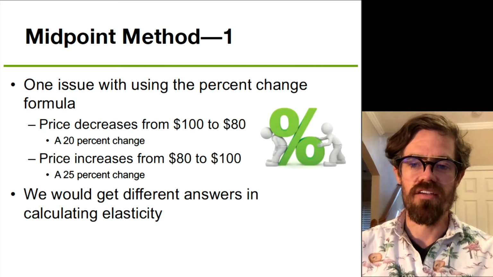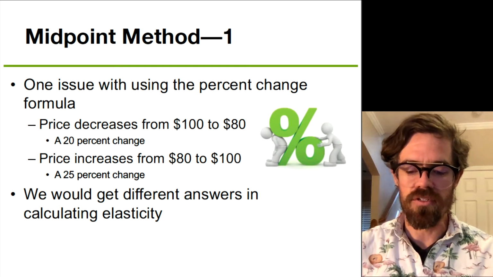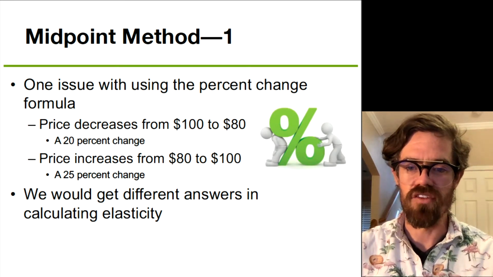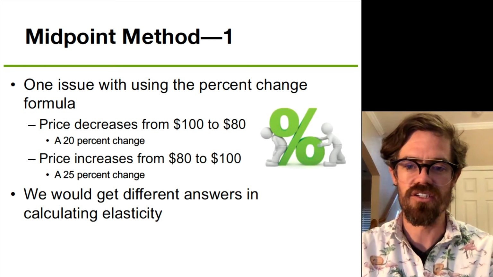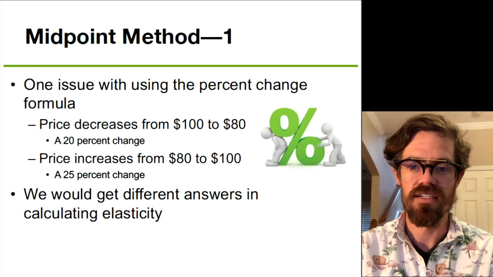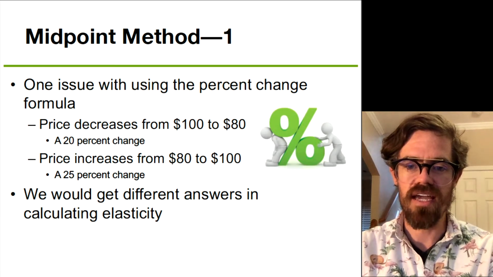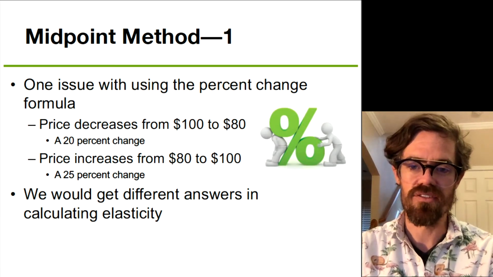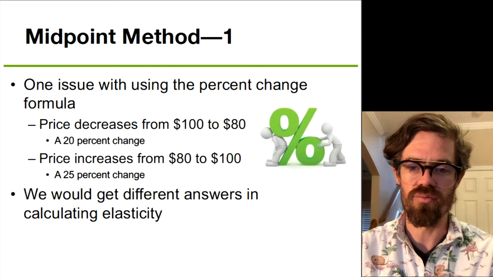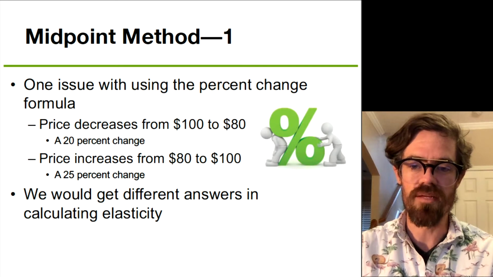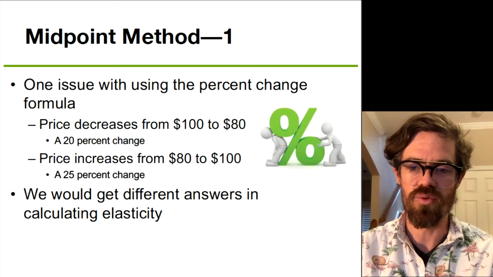So let's think about, if we were to use the usual percent change formula, what kind of issues we might face. Okay, so first think about a price decrease from $100 to $80. That's basically a 20% decrease, right? The change is negative 20, and we use the initial value of 100 as the reference point. And so relative to 100, minus 20 is 20% of 100. So it's a 20% decrease.